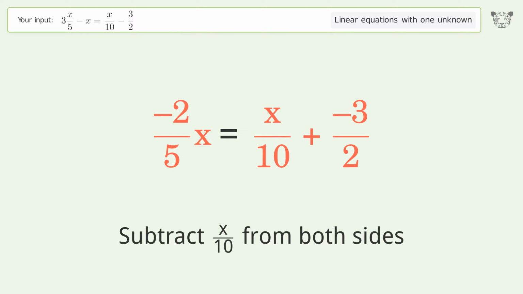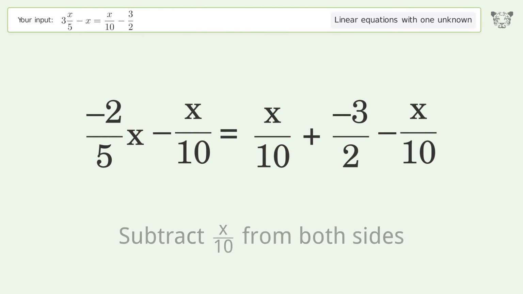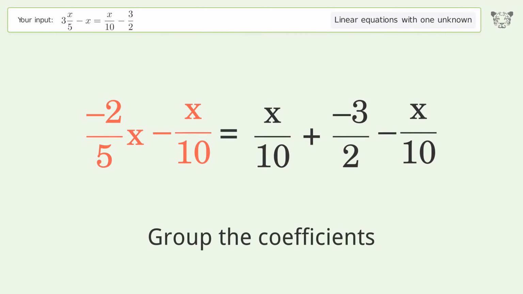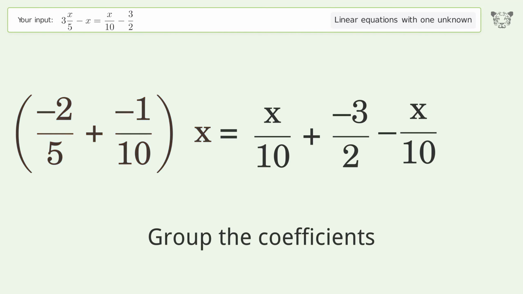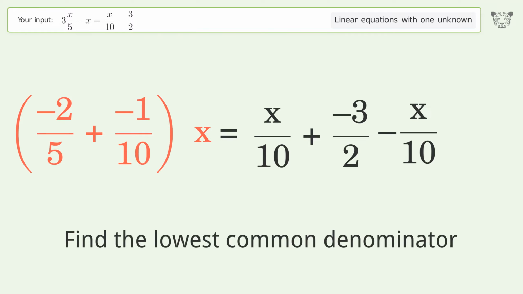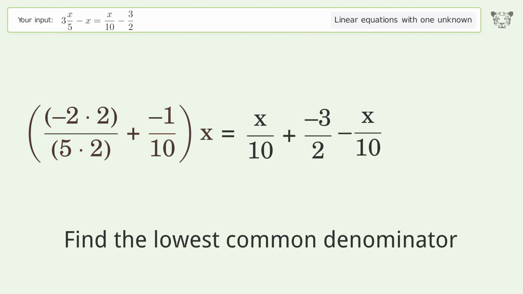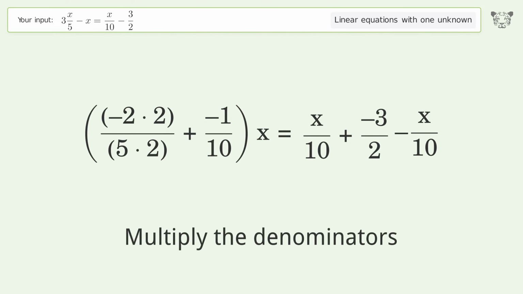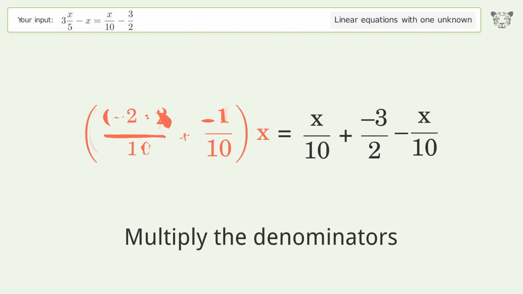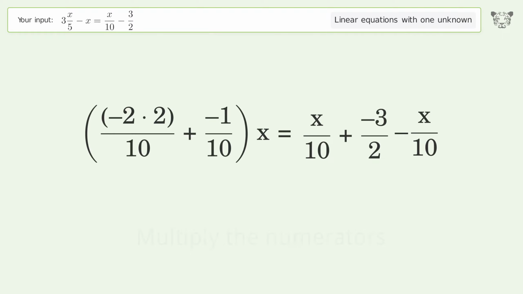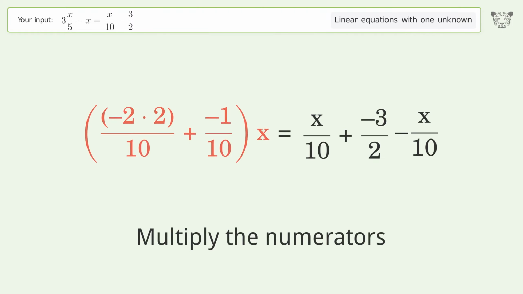Subtract 10 over 10 from both sides. Group the coefficients. Find the lowest common denominator. Multiply the denominators. Multiply the numerators.